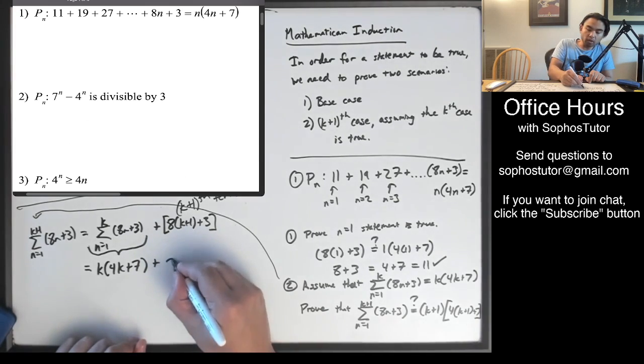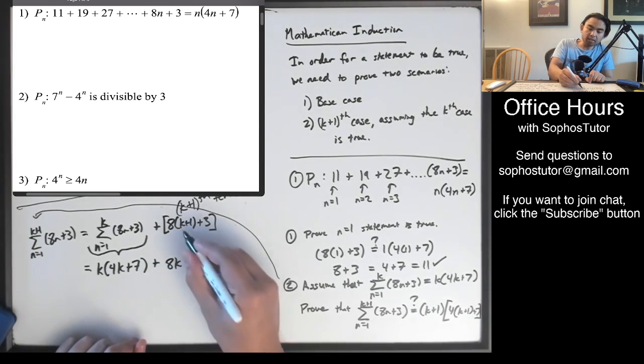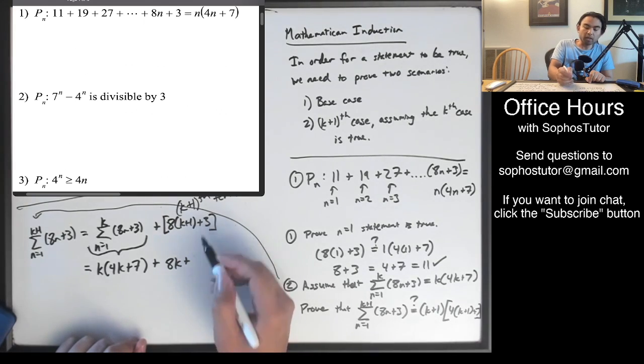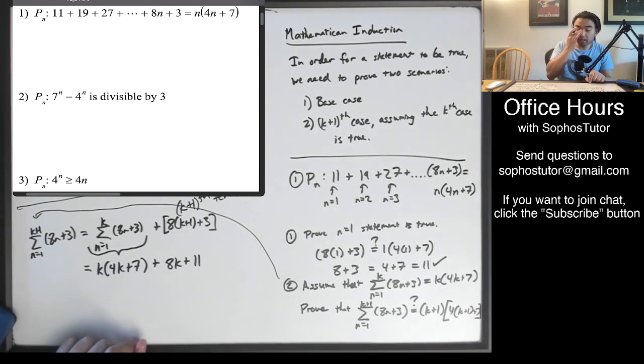This is going to equal 8k plus 8, but we're going to add 3 to that, so this is going to be 8k plus 11. Now, we want this to turn into this scenario here, k plus 1 times 4 times k plus 1 plus 7.